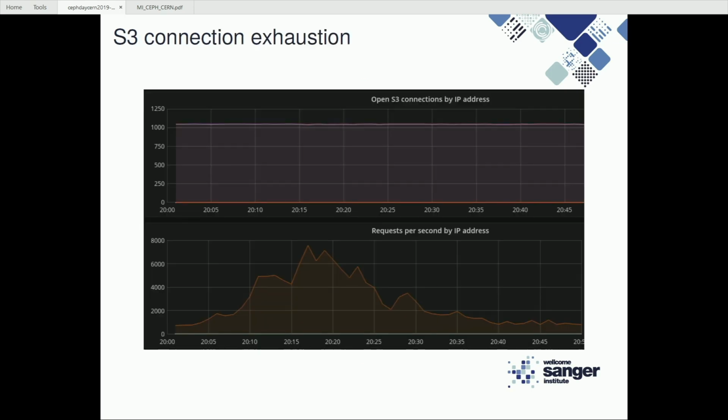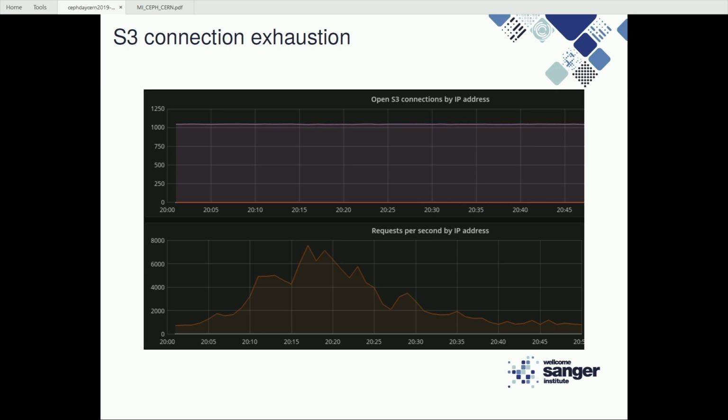This is some output from our monitoring service. It looks like you can just about make out those lines. The top graph there is the number of open S3 connections by IP address, and that pink line is one IP address holding open all of the connections. Civet Web, which is the part of the Rados gateway service that provides the HTTPS front end, has a fixed number of threads. You can configure it, but once you've configured it, it stays fixed. And that means those gateways can provide a fixed number of HTTP connections.